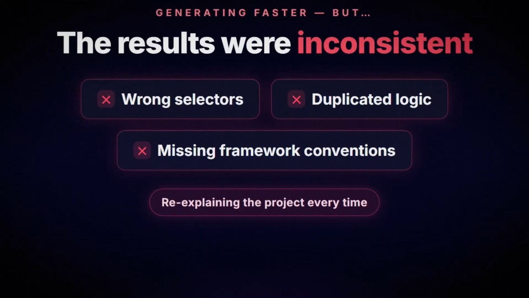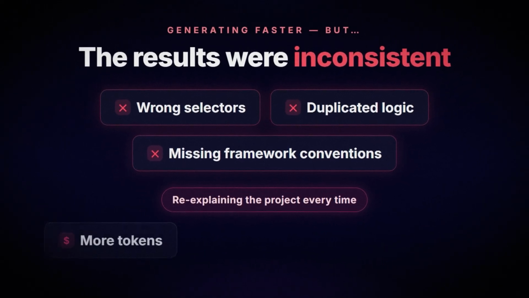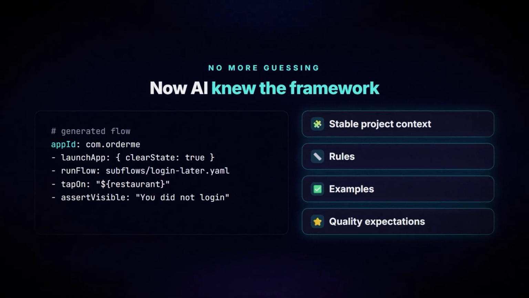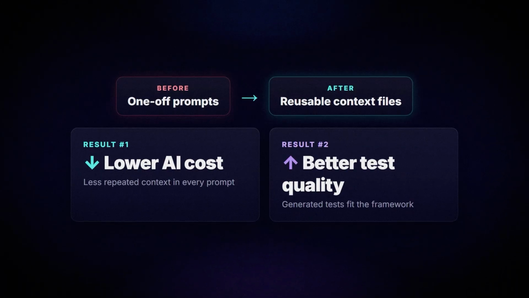And every time we had to re-explain the project to AI, we were also spending more tokens, more time, and more review effort. In this video, I'll show you the system that fixed it. Reusable context files that made AI stop guessing and start generating tests that actually fit the framework.